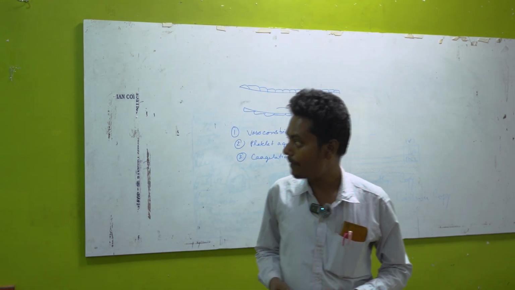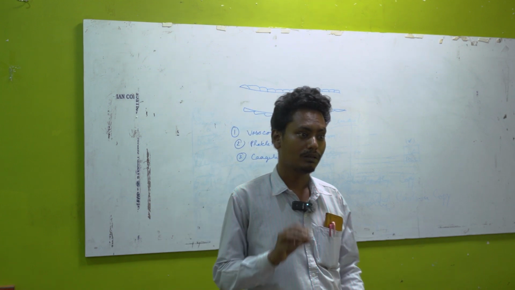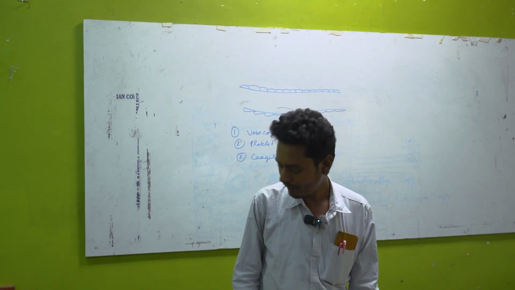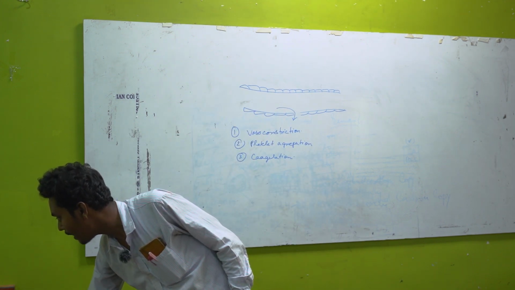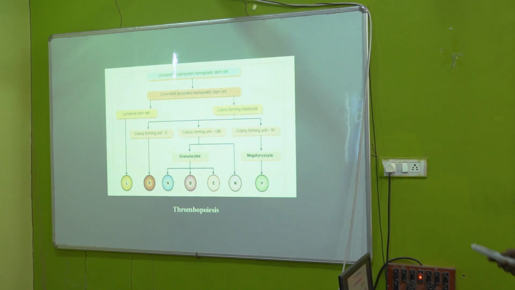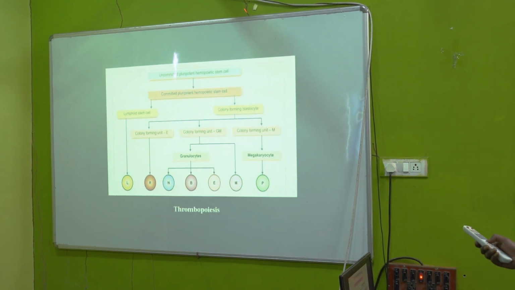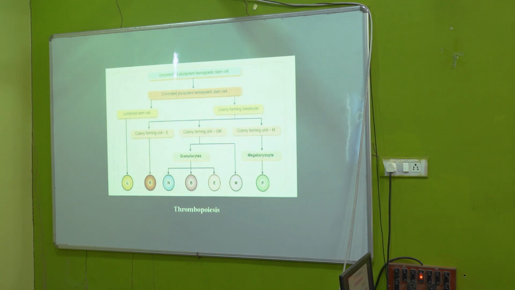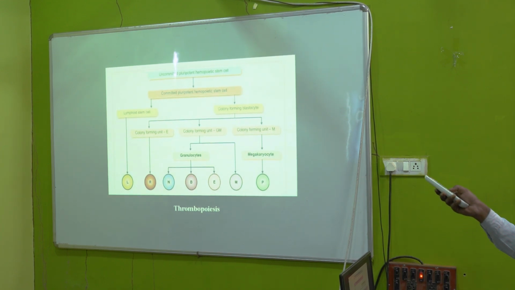First of all, we have to know the identity of platelet: how platelet is formed in our blood. Platelet is formed from red bone marrow. Our red bone marrow contains stem cells, known as uncommitted pluripotent hemopoietic stem cells. Hemopoietic means these cells are designated for the production of blood cells. Hence, these cells are known as hemopoietic stem cells.